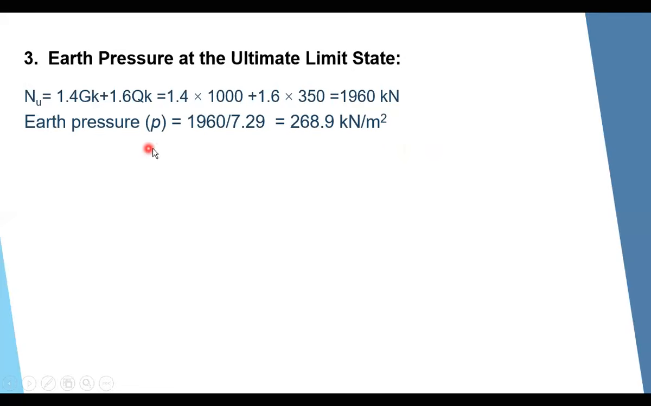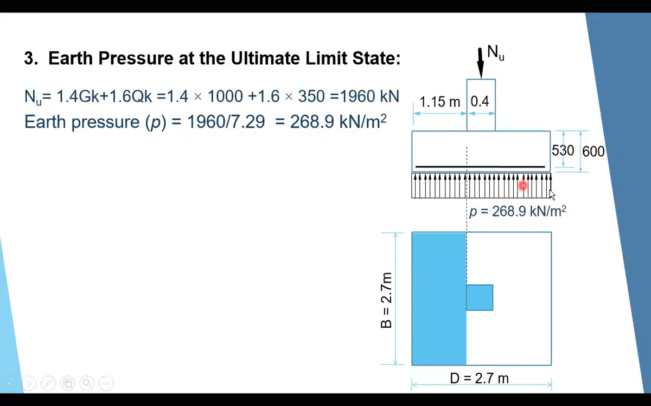Okay, to get the earth pressure, the pressure here at the ultimate equals the load at the ultimate divided by the actual area of the footing or the provided area of the footing, which is 7.29. So this is in kilonewton, and this is in meter square. So it will be kilonewton divided by meter square. So the earth pressure is 268.9 kilonewton per meter square. Okay, so we can draw it now. This is our footing. The footing is 2.7 meter times 2.7 meter, and the H is 600. The D is 530.